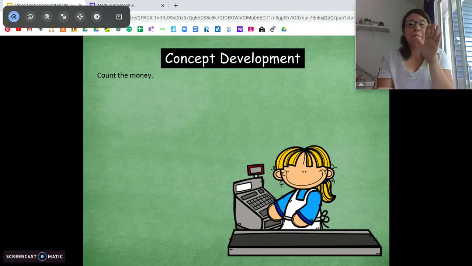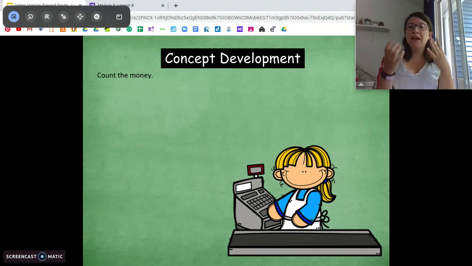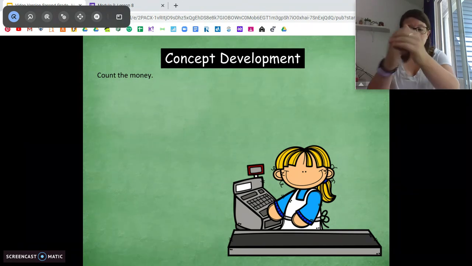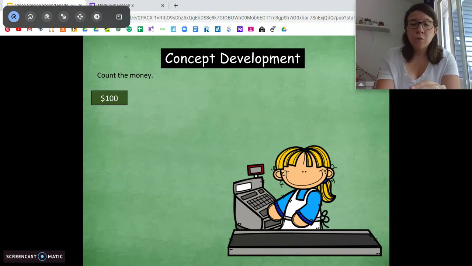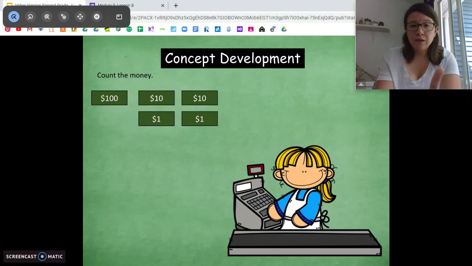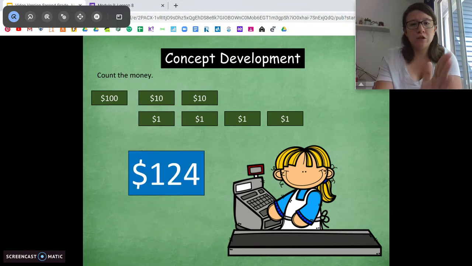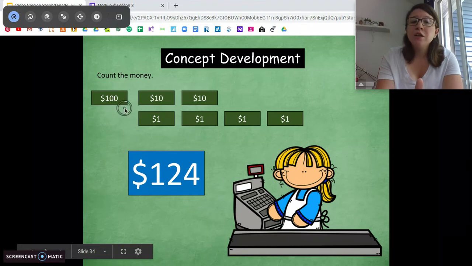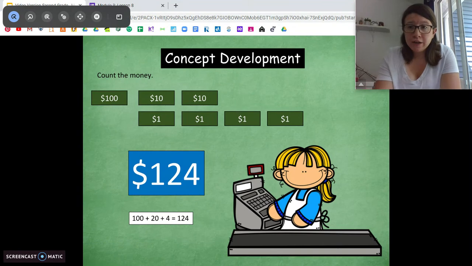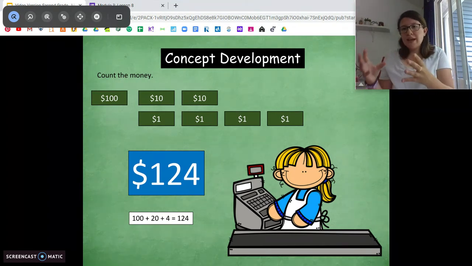All right, now we're going to mix all of our different values together and count up to 124. So we're going to start with $100, 100, 110, 120, 121, 122, 123, 124. Now, this is money, so we have to make sure we say $124. We can put this little dollar sign in there. You're doing the same thing that you've been doing with your tens and ones. You're just transferring it into money. 10 ones still equal a 10, 10 tens still equal 100, just putting the money in front of it.